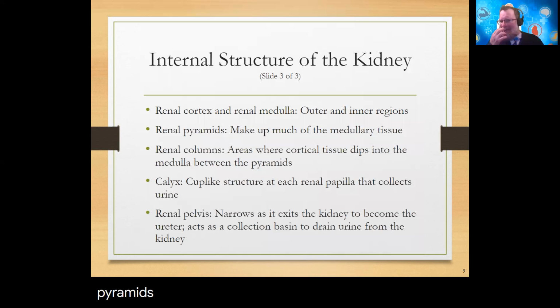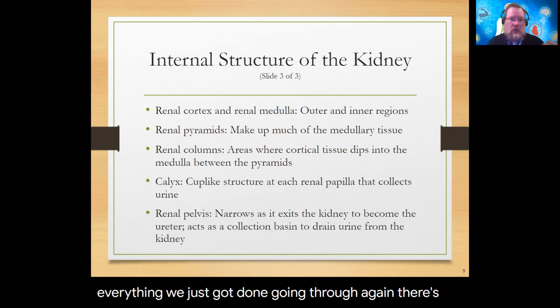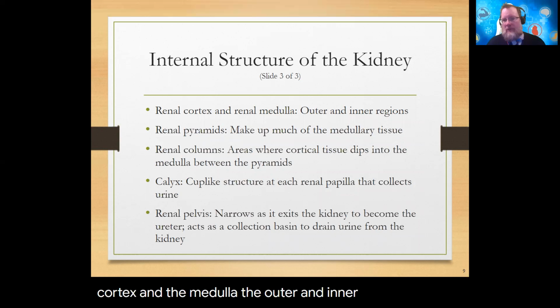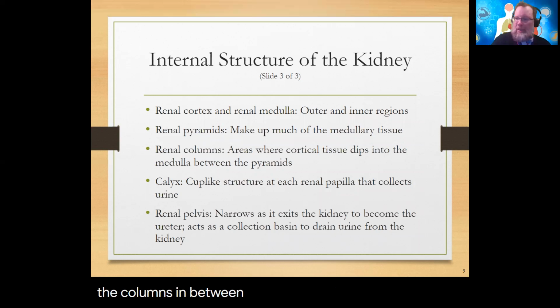Okay, so this is basically the black and white of everything we went through. Again, there's a cortex and a medulla, the outer and inner regions. We've got the medullary pyramids, or the renal pyramids, and then the columns in between each pyramid. And then a calyx means cup. So we've got little cups that are minor cups, and then major cups, and then finally dumping into that renal pelvis.